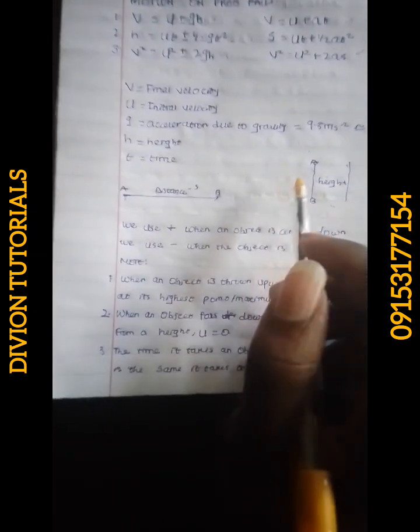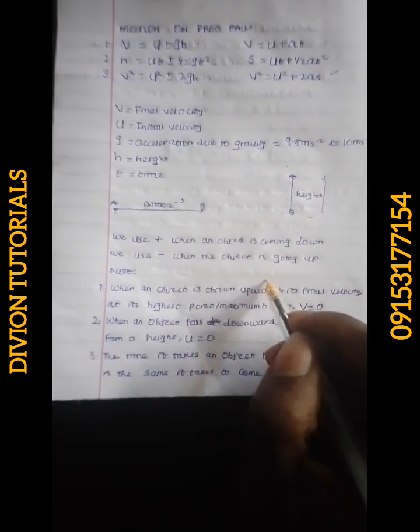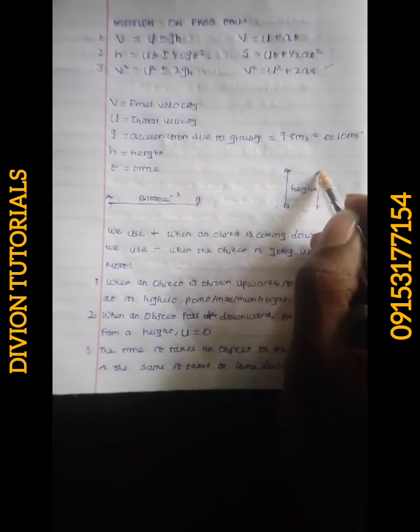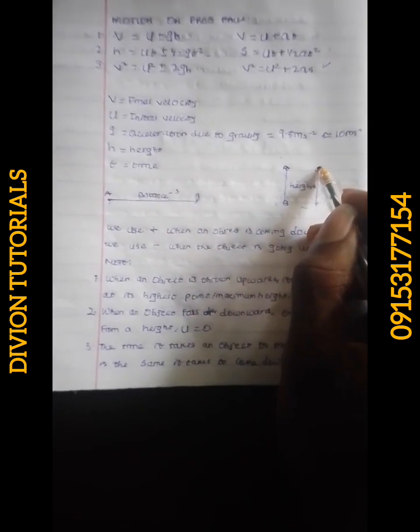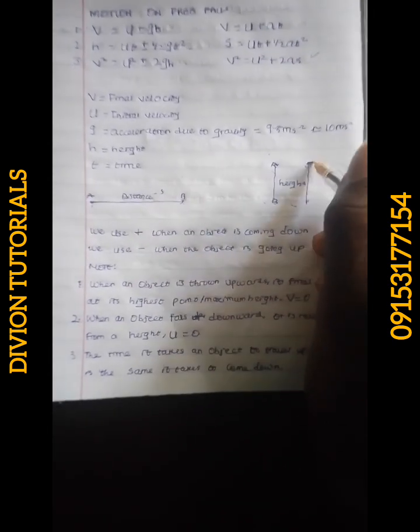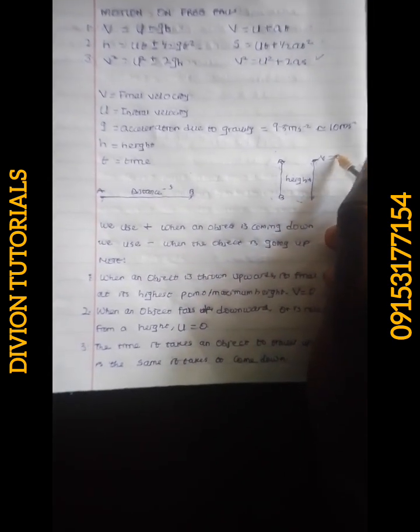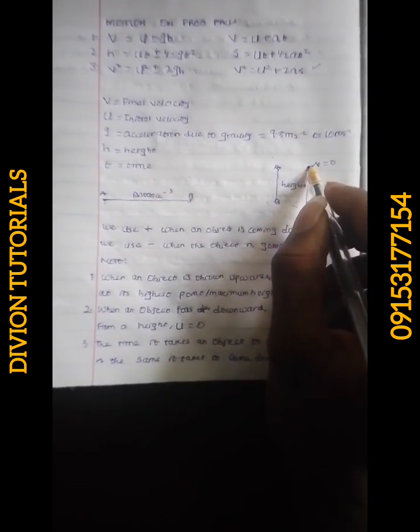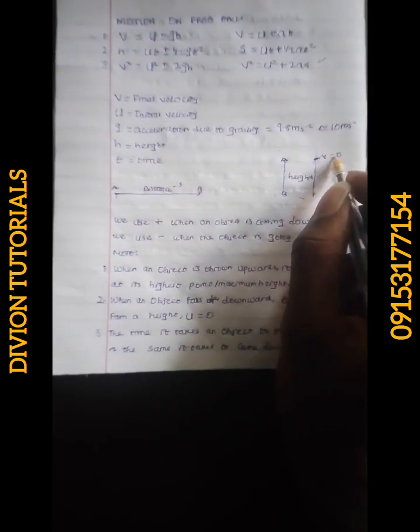So the same thing, when an object is thrown upward, let's say this ball is thrown from here now, they throw a ball up like this. When this ball reaches its maximum height, v is what? Final velocity is 0. Do you understand? Its highest point, that means the ball is no longer going up again, v equals 0.